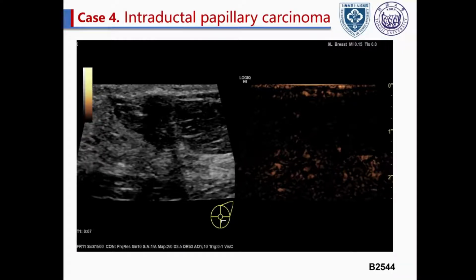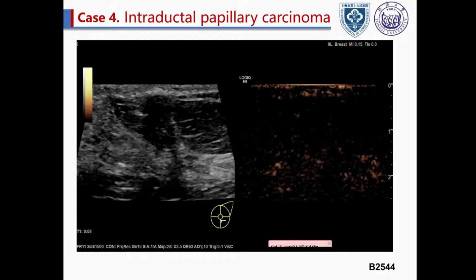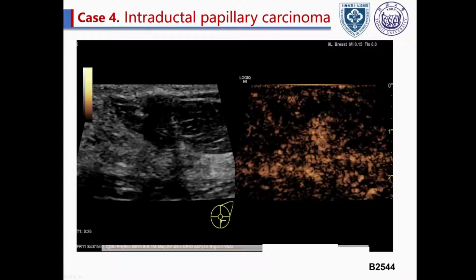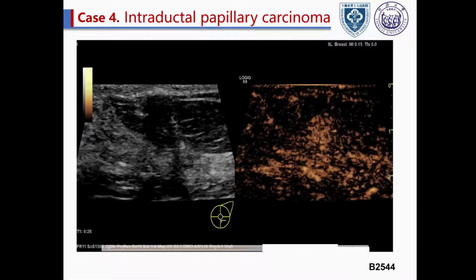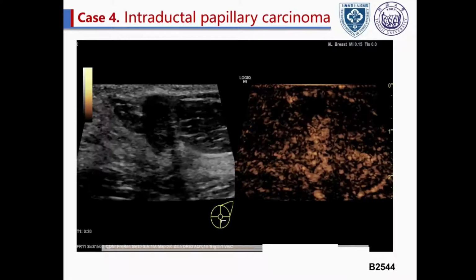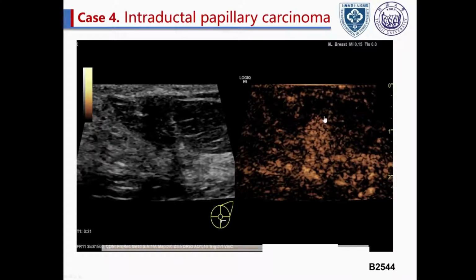This simple enhancement, and we can see some long enhanced areas in the lesion. So maybe this is the dilation, so it did not show enhancement in this area. And this is another case of intraductal papillary carcinoma.